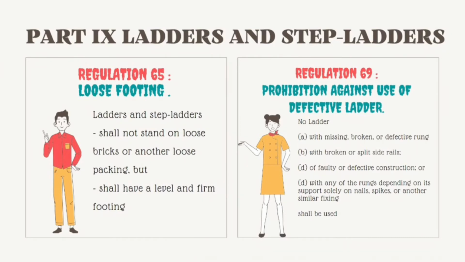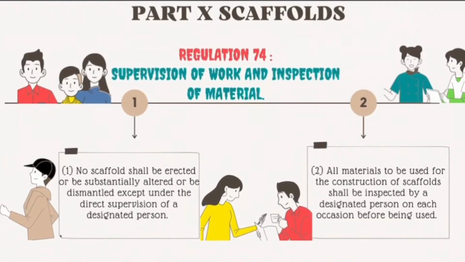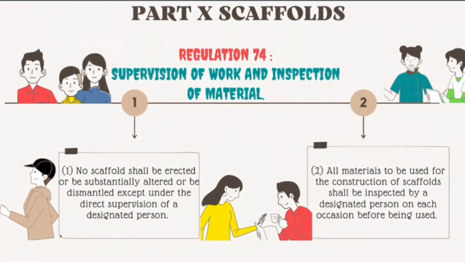So for Regulation 69, prohibition against use of defective ladder. No ladder with missing, broken, or defective rungs, with broken or split side rails, or faulty or defective construction, or with any of the rungs depending for its support solely on nails, spikes, or other similar fixing shall be used. Then, for Part 10, scaffold, Regulation 74, supervision of work and inspection of materials: scaffold or all materials should be inspected before they are used.